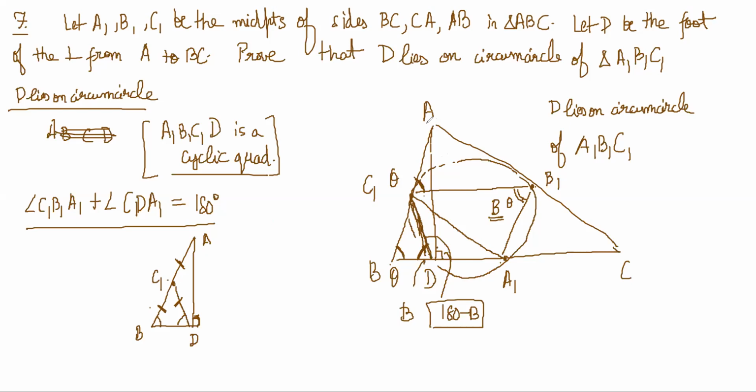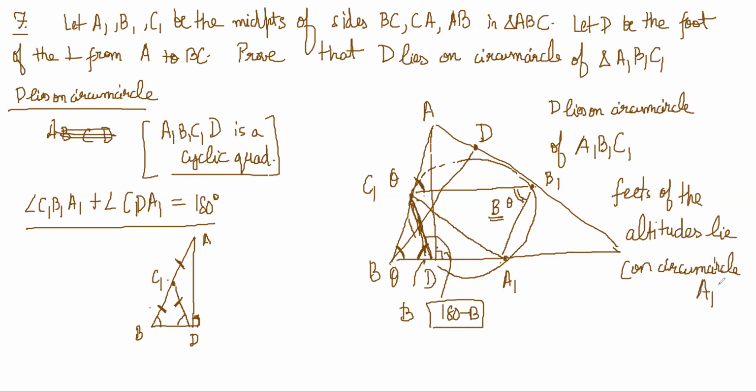What was special about D? D was the foot of the perpendicular from A to this, right? Similarly, the foot of the perpendicular from B to this should also lie on the circumcircle A1, B1, C1. Yes. There is nothing special about one altitude. You can draw another altitude and another altitude, right? So all three feet of the altitudes lie on the circumcircle A1, B1, C1, right? Correct.